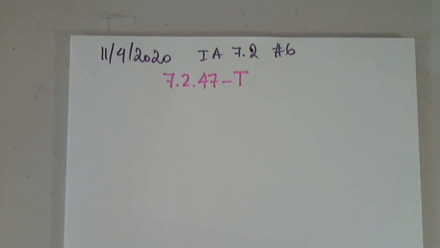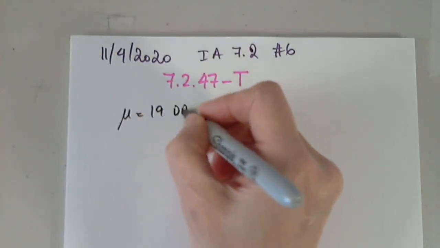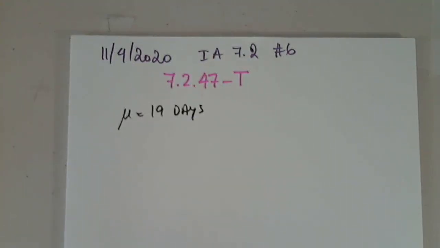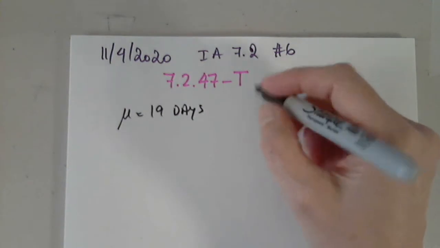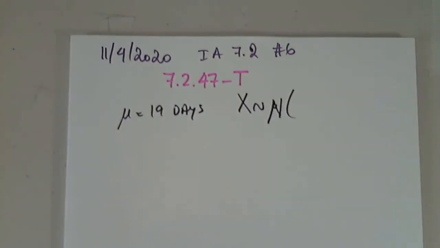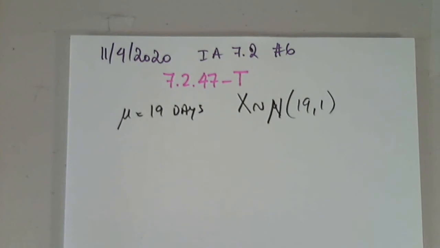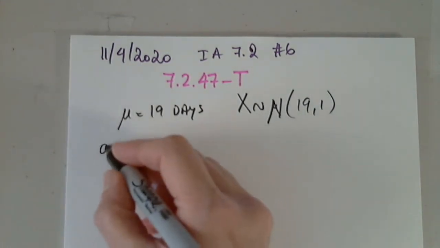The mean incubation time of fertilized eggs is 19 days. Suppose the incubation times are approximately normally distributed, with a standard deviation of 1 day. So this is 19 and that's 1. Determine the 11th percentile for incubation times.